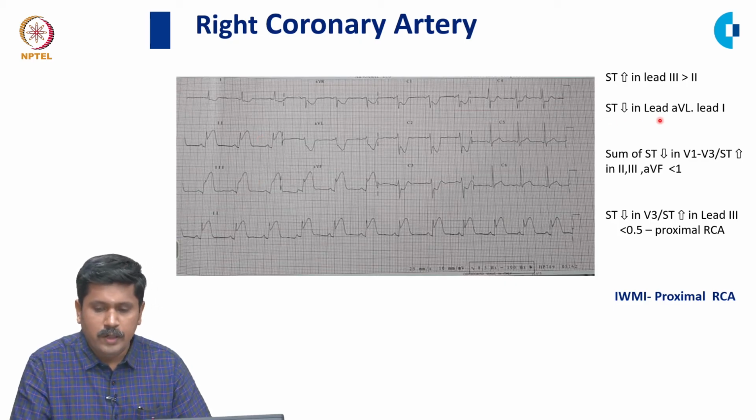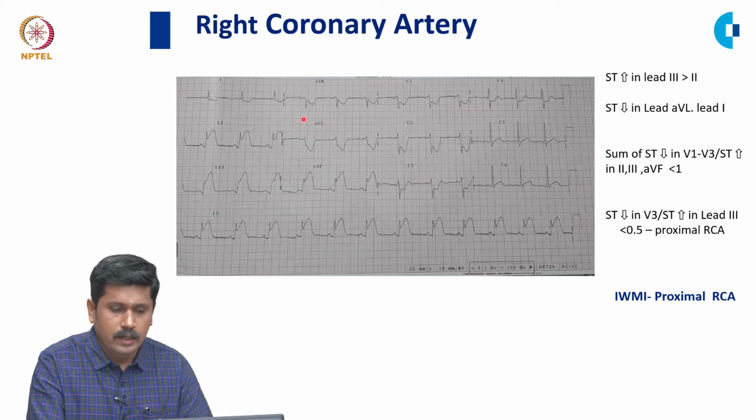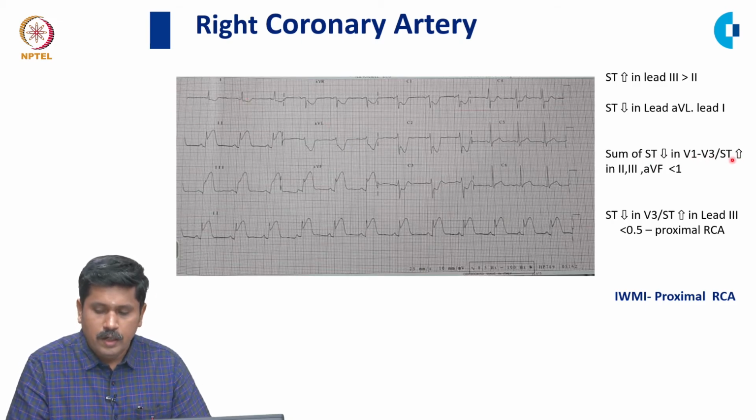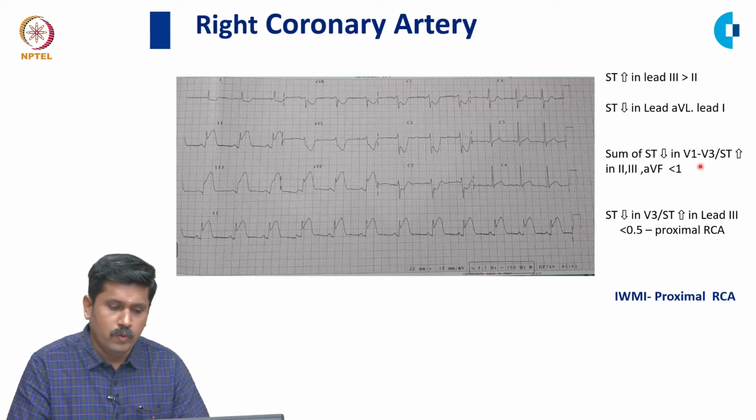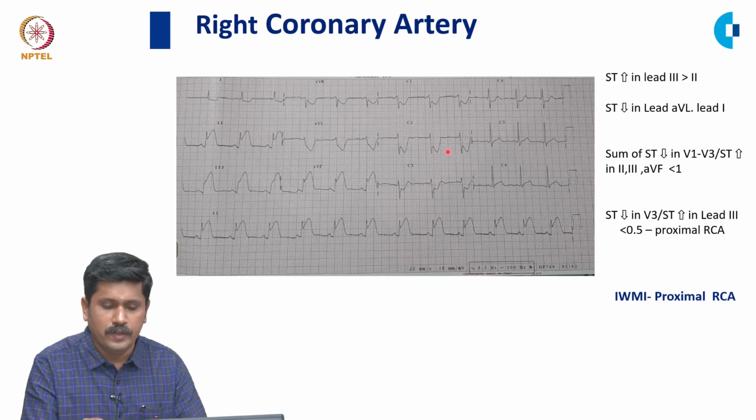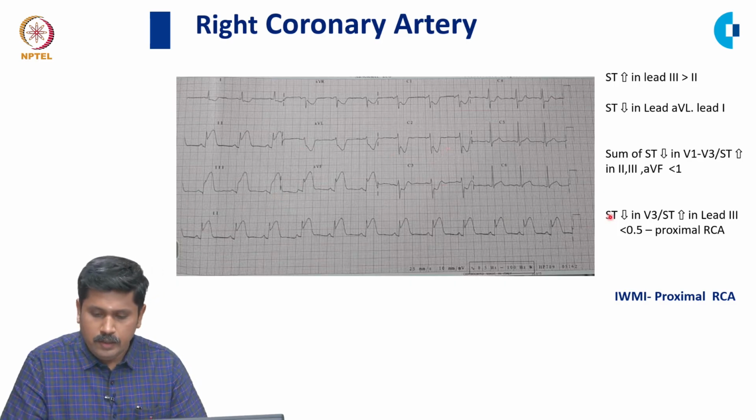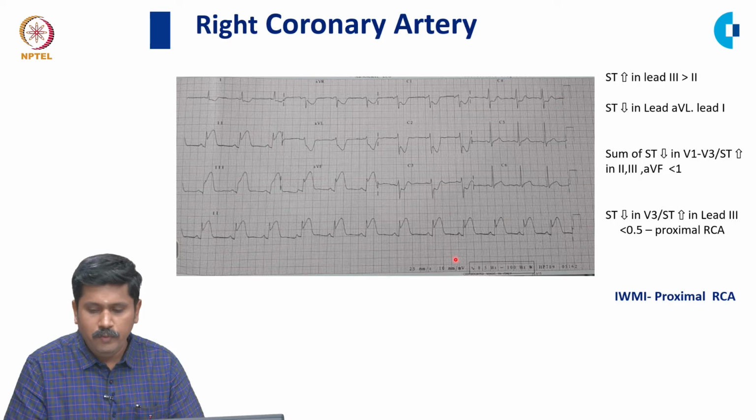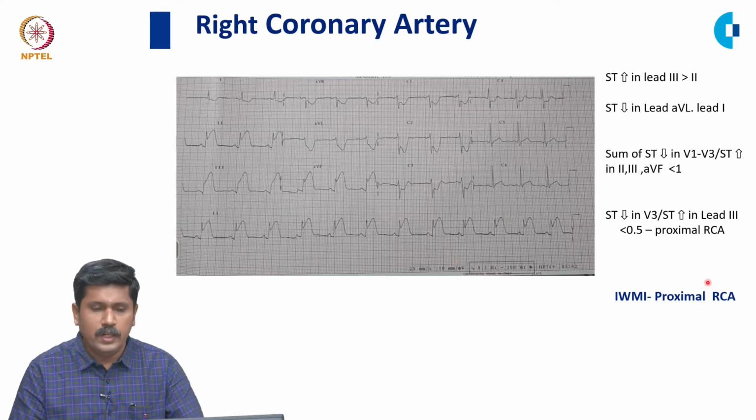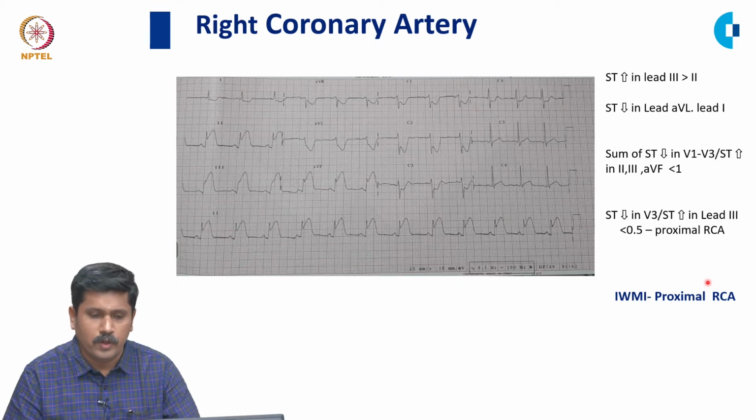There is an ST segment depression in leads AVL and lead 1, and the sum of the ST segment depression in V1 to V3 divided by the sum of ST segment elevation in lead 2, 3 and AVF is less than 1. So the inferior lead ST elevation is more when compared to that of the ST depression in anterior leads. ST depression in V3 divided by ST elevation in lead 3 is less than 0.5, which indicates the location of the lesion to be the proximal RCA. So it is a case of an inferior wall MI with the lesion localized to the proximal RCA.